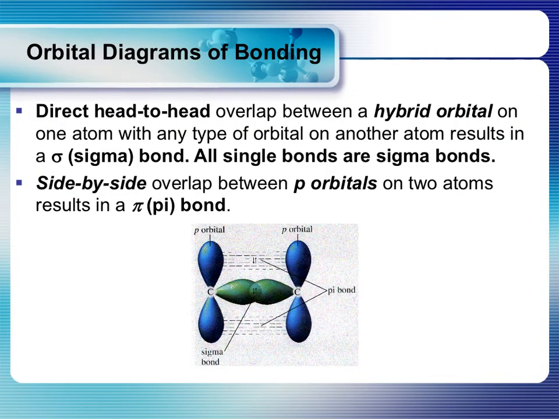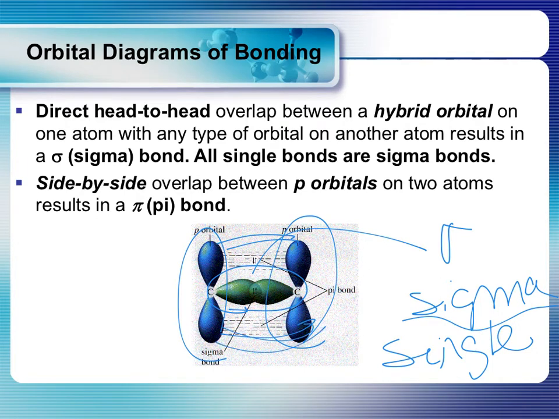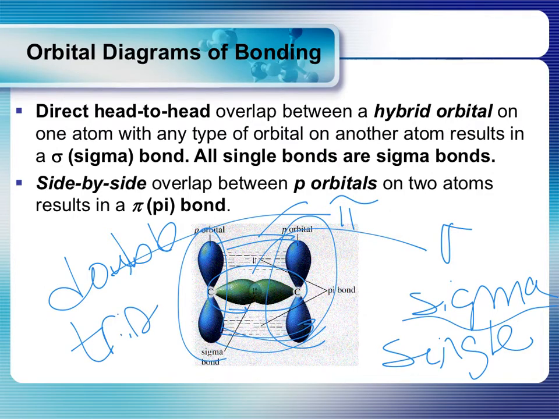So here's a visual of the different types of bonds. Direct head-to-head overlap is the sigma bond that's stronger. And remember, that's what all single bonds are. They're all sigma bonds. And then this side-to-side overlap, even though in this picture it looks like they're not overlapping, they are. That is your pi bond, which is not quite as strong. And pi bonds only pop up when you have double or triple bonds. They're only the second and third bonds.